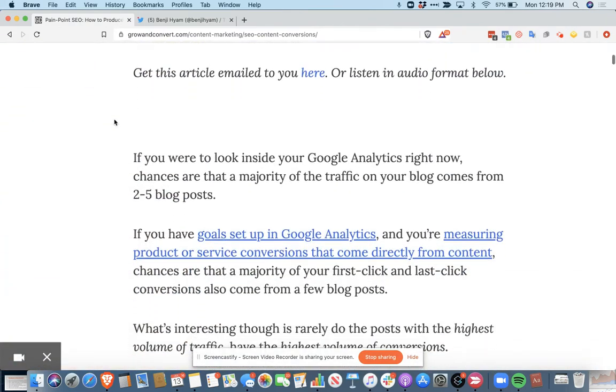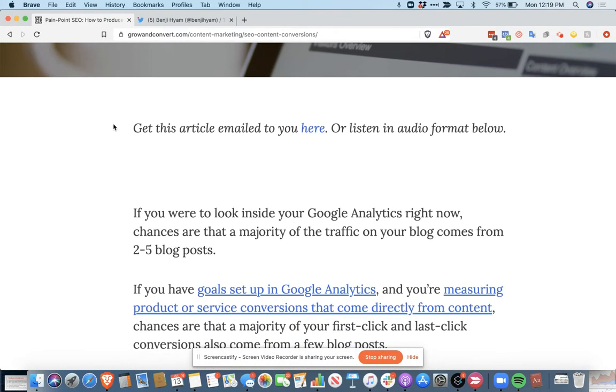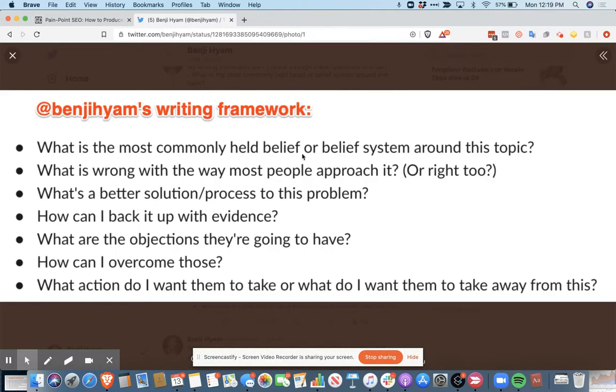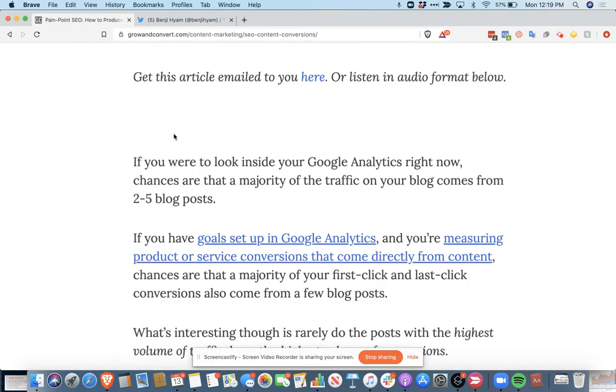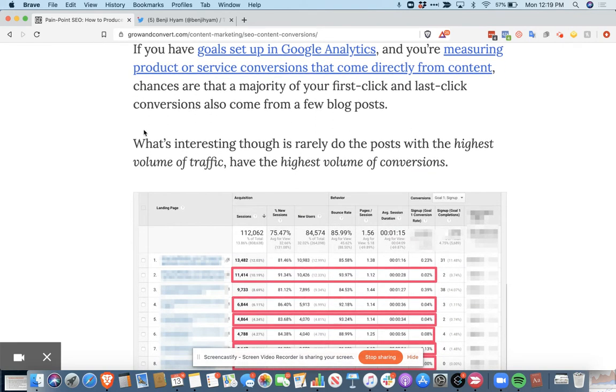So to start off, this is written for a very specific audience. This is for anyone who has done content marketing for a company before. And I will say that the most commonly held belief around producing content for SEO is that many people believe that if I produce content and it gets a ton of traffic, basically my conversions will increase.